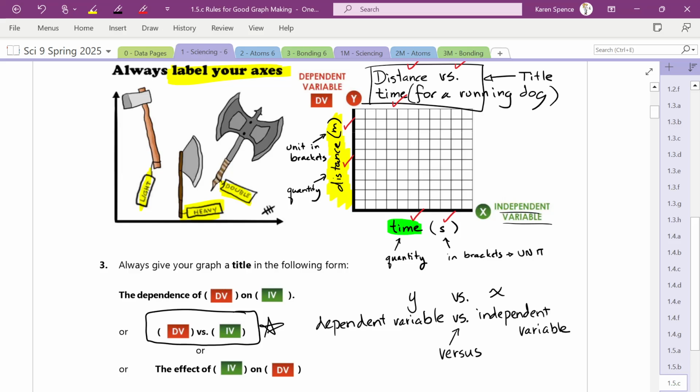And if you could return the rulers, please, that would be grand. Thank you so much.